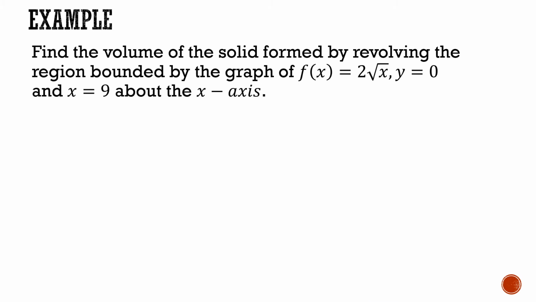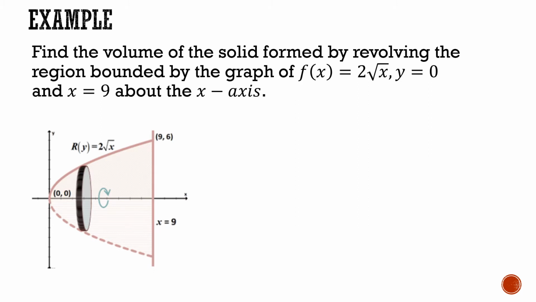All right, so the next example, it says find the volume of the solid formed by revolving the region bounded by the graph of f of x equals 2 root x, y equals 0, and x equals 9 about the x-axis. So again, I'm graphing out all my pieces. I have y equals 2 root x, that's the top solid line in the first quadrant. Y equals 0, that's the x-axis. And then x equals 9 is this vertical line at 9. And we're rolling this again around the x-axis. So we're forming kind of like a sideways cup or something like that.